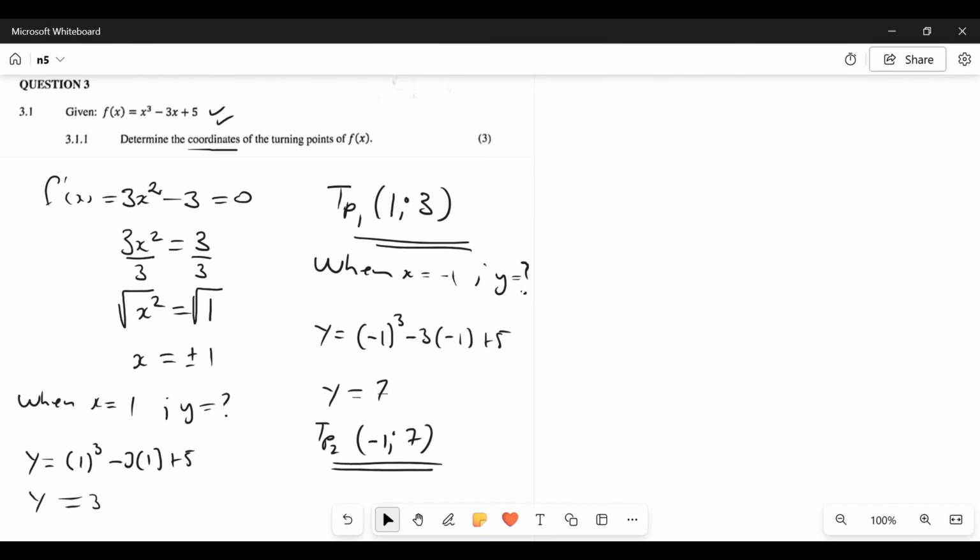All right, people, we are done with 3.1.1. How about we do 3.1.2?